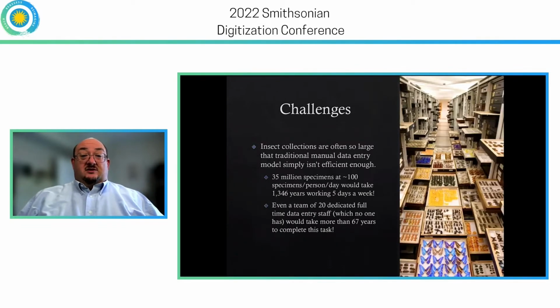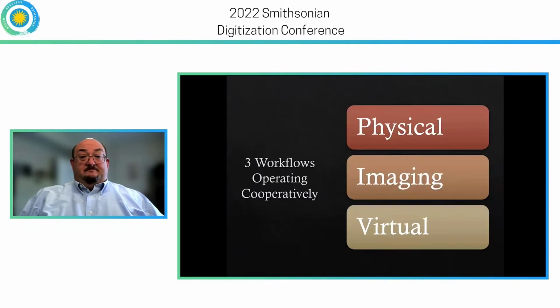Insect collections are so large that traditional manual data entry really isn't feasible for most of these collections. And for natural history, with close to 35 million specimens, at 100 specimens per person per day, it would take about 1,346 years working 5 days a week. Even if you had a large team of 20 people, the best you can do is cut that down to about 67 years. So you have to look at other ways of digitizing in large volumes rapidly.